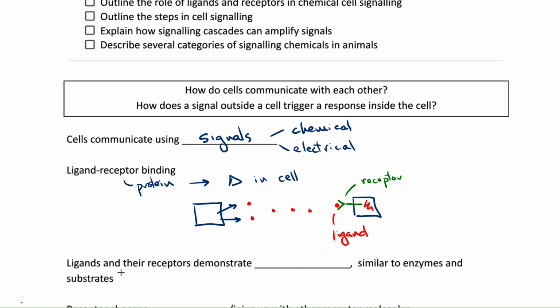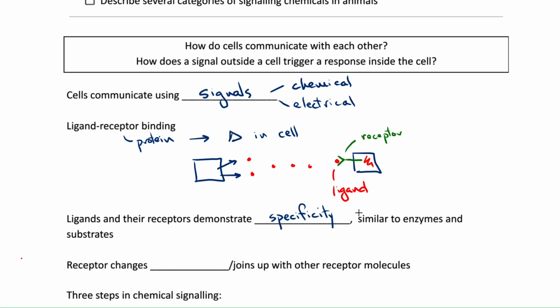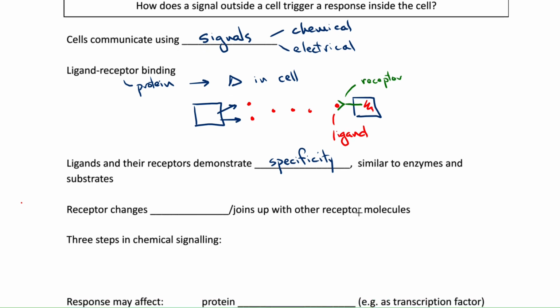So ligands and receptors demonstrate specificity similar to enzymes and their substrates, meaning a ligand will have a particular shape and a receptor will have a particular shape, and they will match each other. So ligands and their receptors demonstrate specificity similar to enzymes and substrates.